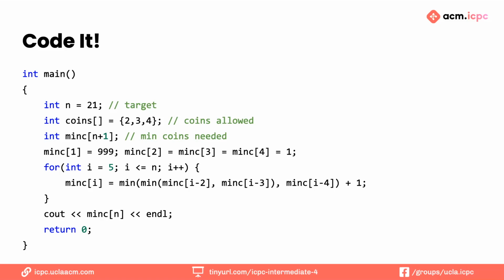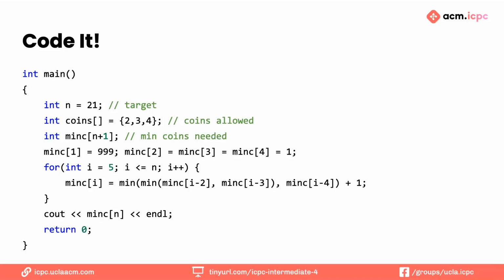And then in order to do the transition, we take the minimum of the 3 cases where we use the 2-cent coin, 3-cent coin, or 4-cent coin, and then add 1 since we needed the 1 coin to do that. Since we know that there's only 3 coins, we can just hard code it with nested min statements. But normally, if you don't know how many coins you have, you would also need another loop to go through every single possibility.